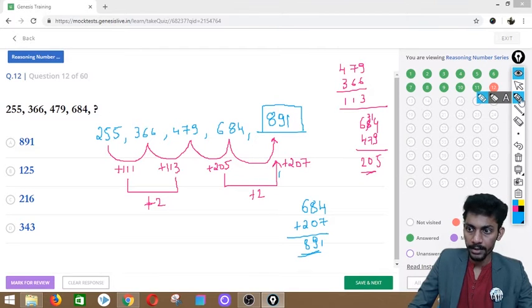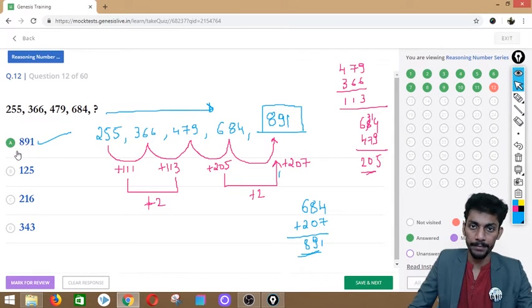Okay, that is one method. The second method is that the value here is increasing: 255, 366, 479, 684, the value is increasing. If you see the options, the only option which is increasing is 891. 124 and 125 can't come here because the value should be more than 684. The only value which is more than 684 is 891. That's how we go with options, because the values are in increasing order. Okay. So the answer is option A.